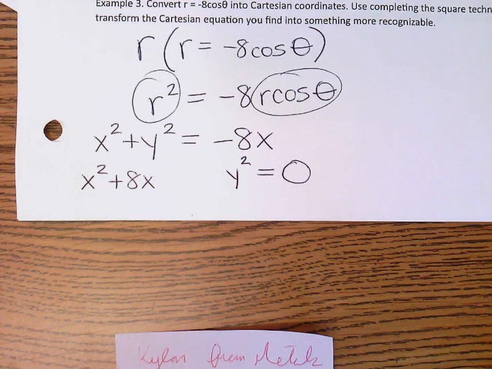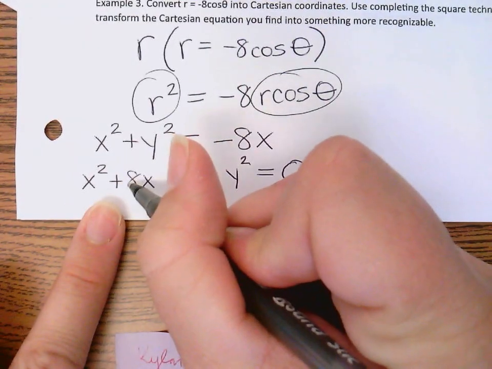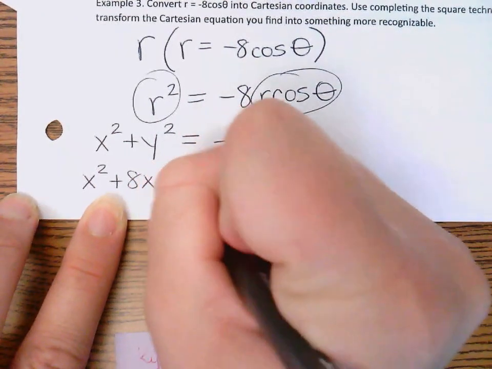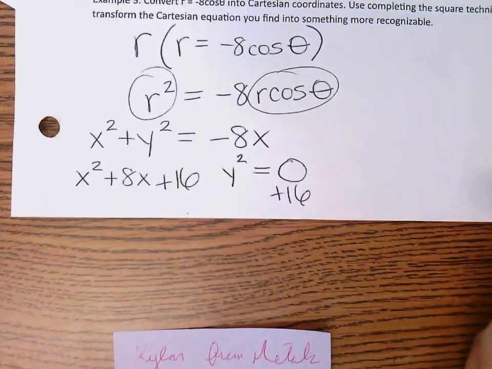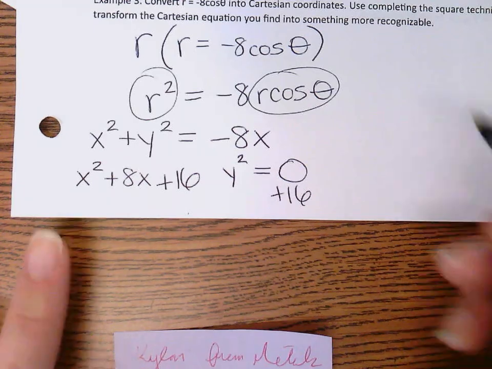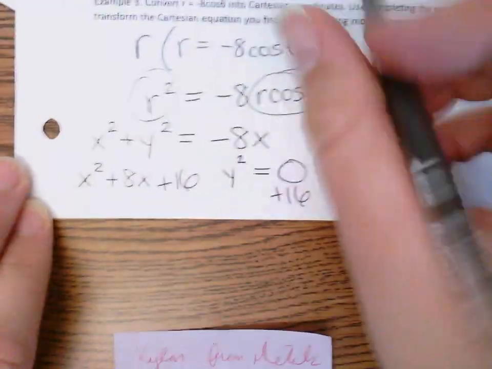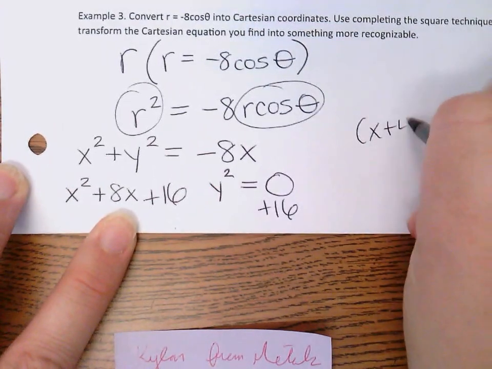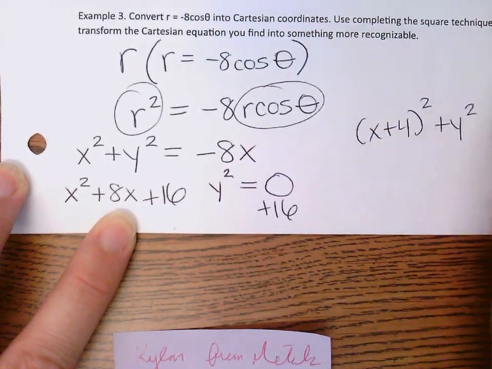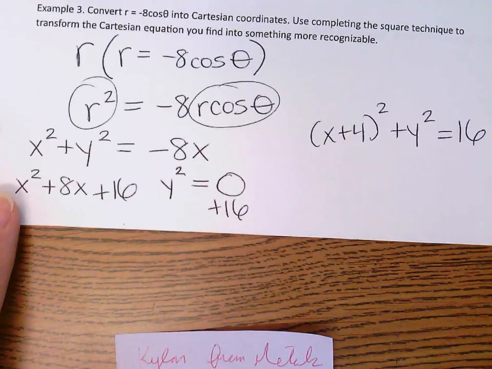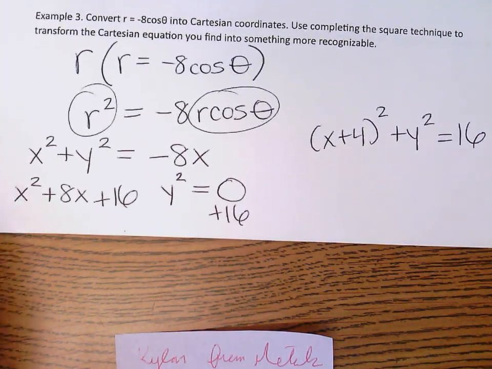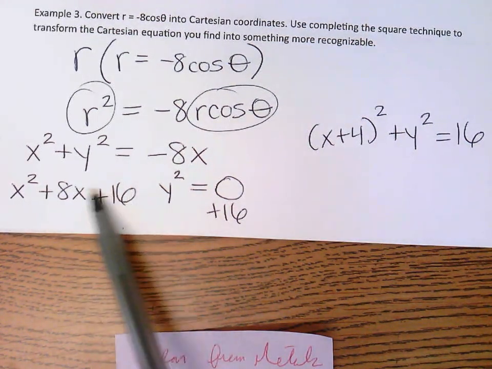Yes. Let's finish it. So what do I do to complete the square? So I add half of the b value, 4, and square it. So add 16 to both sides of the equation. So this is x plus 4 squared. X plus 4 squared plus y squared equals 16. So how did Parker know that this was a circle? How did he know just by looking at this equation over here that it was a circle?